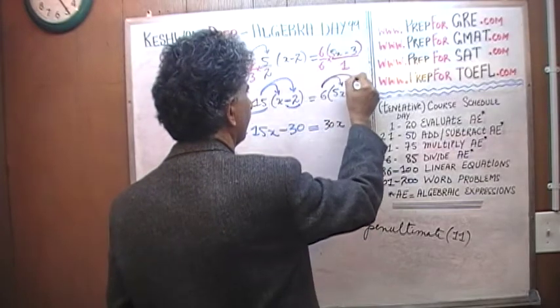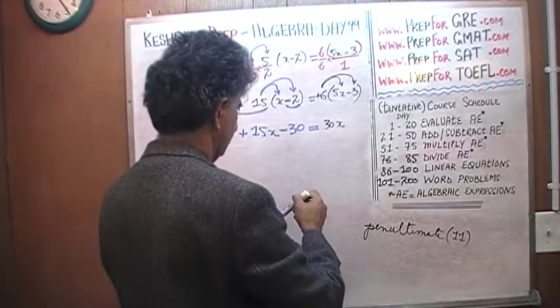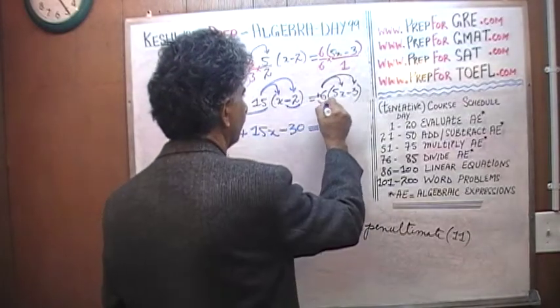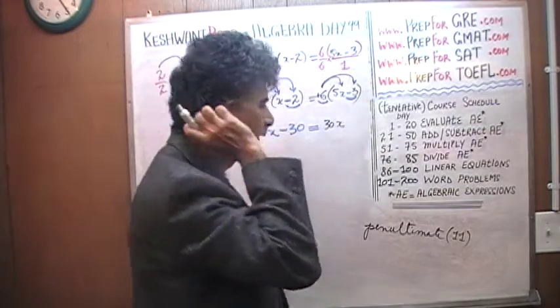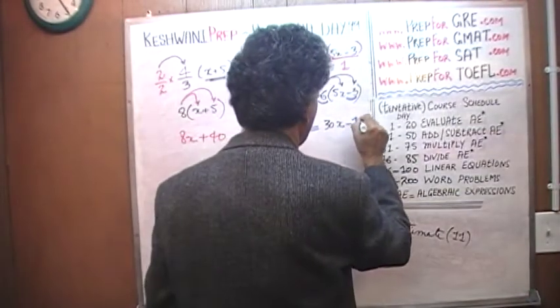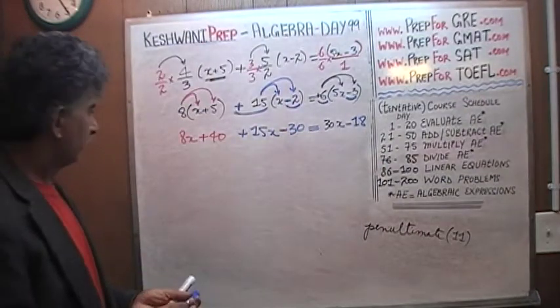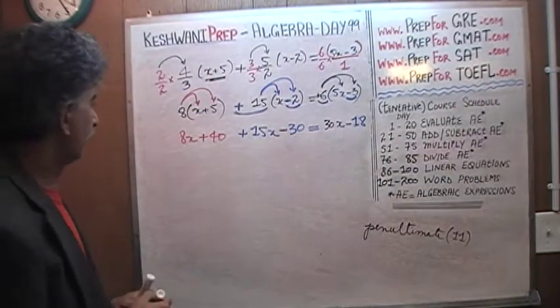And then again, this is a positive 6 and a negative 3. A positive times negative is negative. We get negative 18. Now we have to combine the like terms. We have to combine all of our like terms.